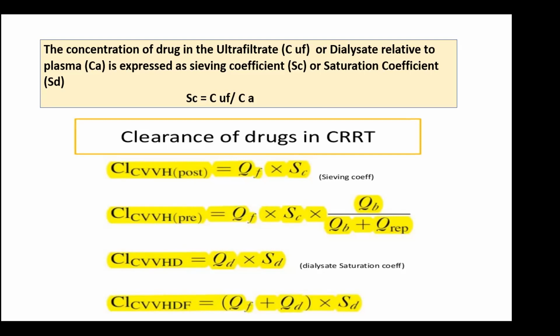So there are various modes of CRRT, like we have the CVVH, in which the key parameter influencing drug removal is convection. We have CVVHD, in which the key parameter influencing drug removal is diffusion, and CVVHDF, in which both convection and diffusion take part in drug removal. So depending upon the mode which we are using, we have these clearance formulas. Say, for example, clearance in CVVH will be equal to the ultrafiltrate rate multiplied by the sieving coefficient. So similarly, we have for the other modes also.